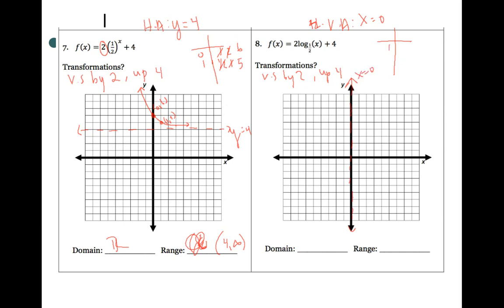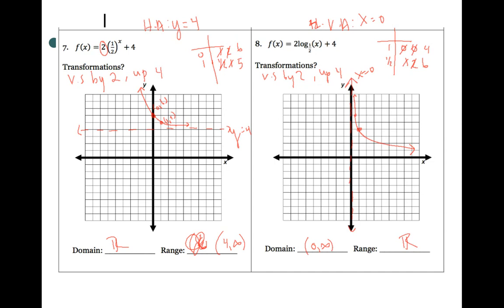So it's not 0, 1, it's 1, 0, b, 1. Vertical stretch by 2, that's going to stay as 0, that's going to become 2, and then it's going to go up 4, so 4 and 6. So I've got 1, 1, 2, 3, 4, and 1/2, 1, 2, 3, 4, 5, 6. And it's going to look something like this. Your domain is going to go from 0 to infinity, and your range is going to be all real numbers.